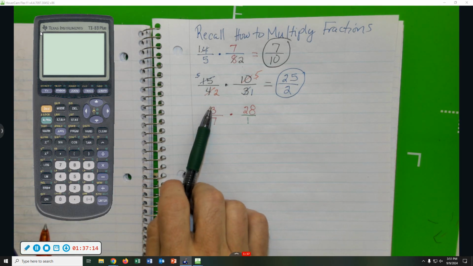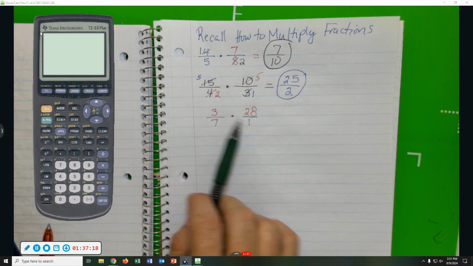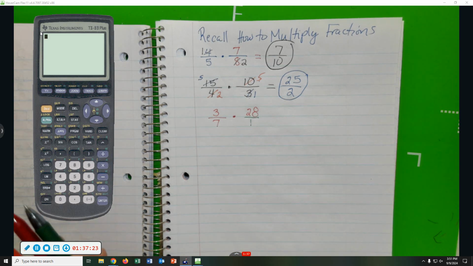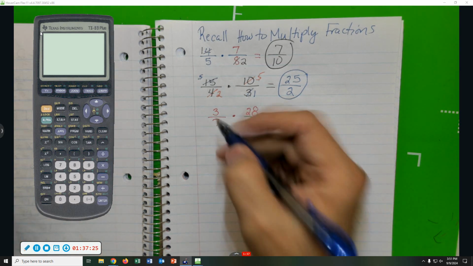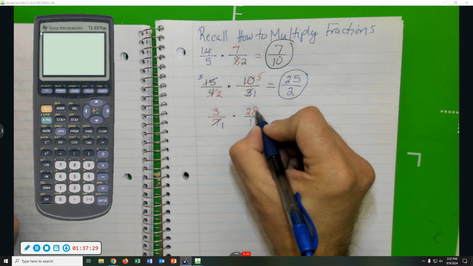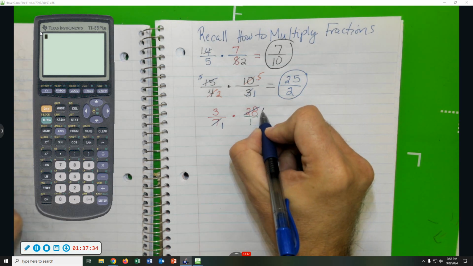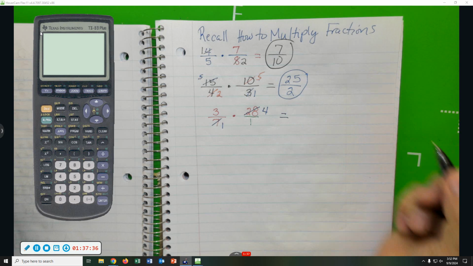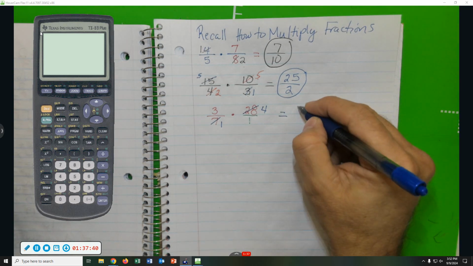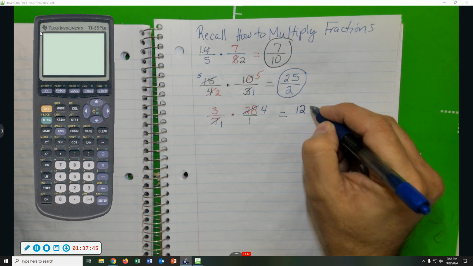Well, there's nothing I can cancel on this denominator, the 3 and 1. But what about the 7 and 28? 7 goes into both of them, so 7 divided by 7 is 1. 28 divided by 7 is 4. I'm going to wind up with what is my answer? 12. It's 12 over 1. Do I need to write over 1? No.